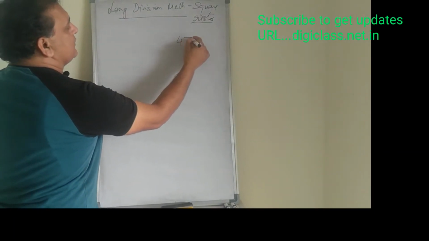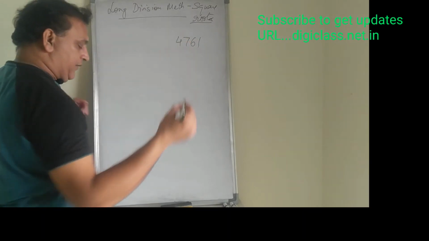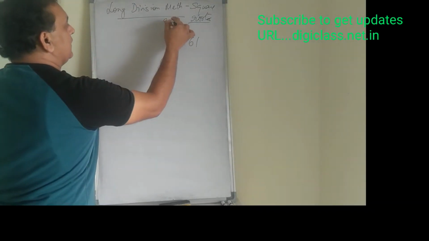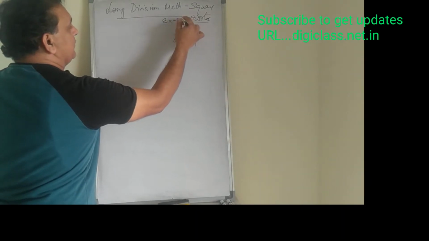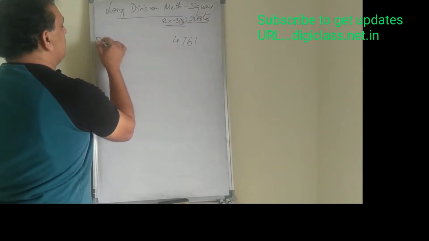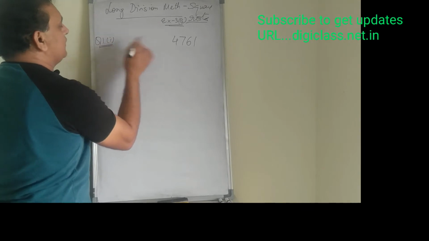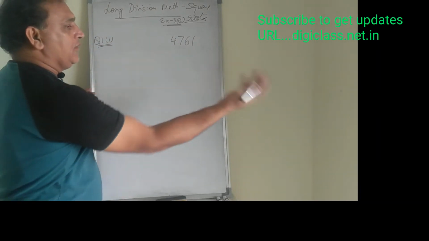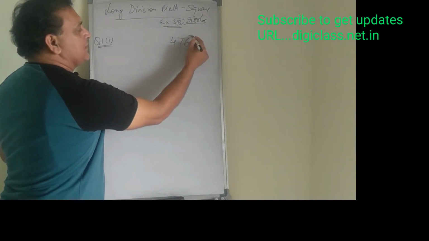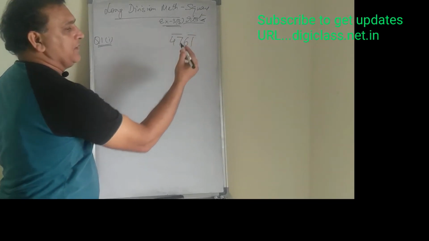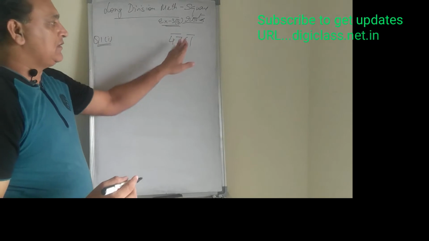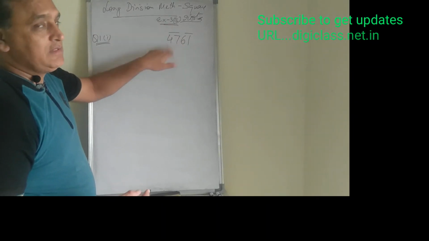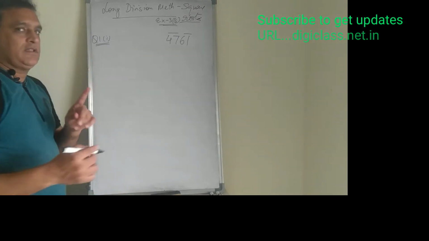Suppose this is the number which is given. I'm referring again to the concise book, exercise 3B, first question. I'm taking this example so that it will be very clear to you. Step 1: take the pairs starting from the right-hand side. So 61 is one pair, 47 is another pair. If there are 3 digits, suppose there is 761, you have to take them like this. We'll see that in another example. This is the first step.